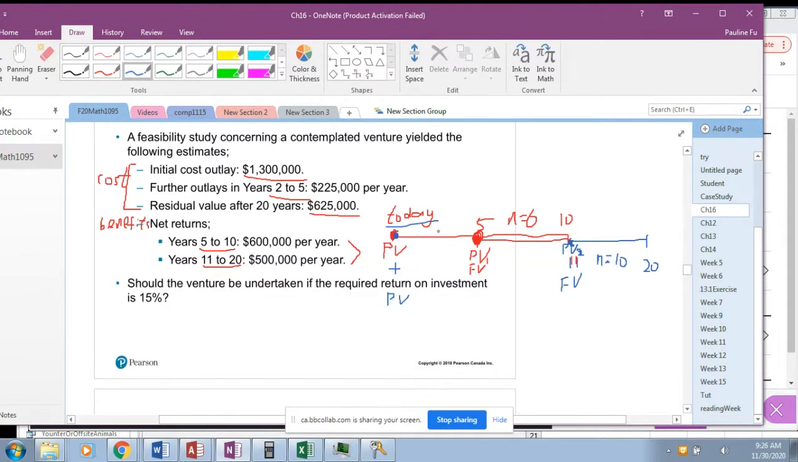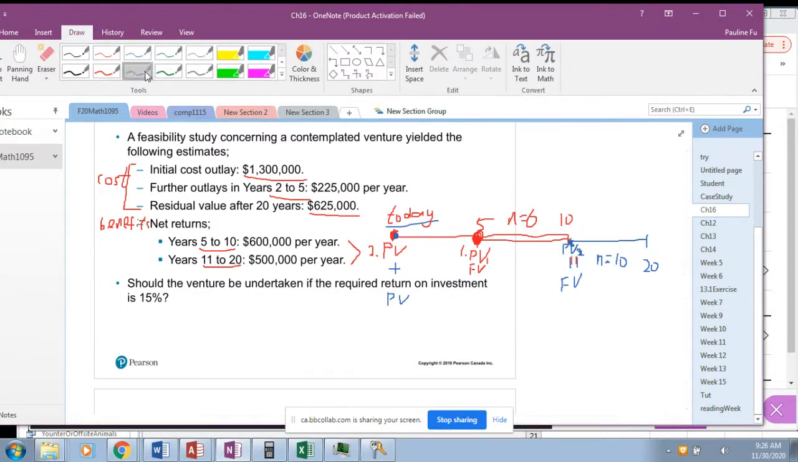So I will maybe label the steps. I will use different colors to label the steps. Step 1: Calculate the present value of the annuity from year 5 to year 10. And step 2: Calculate the present value of the annuity you have just calculated.